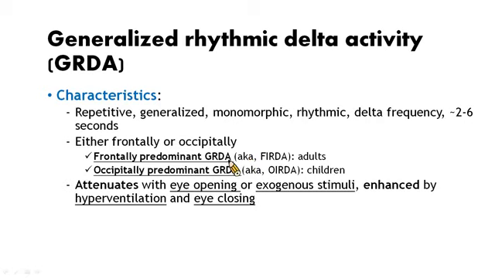Frontally predominant GRDA, also known as FIRDA, frontal intermittent rhythmic delta activity. They usually appear in adults. And occipitally predominant GRDA, also known as OIRDA. They are more commonly seen in children. GRDA attenuates with eye-opening or exogenous stimuli, and they can be enhanced by hyperventilation and eye closing.